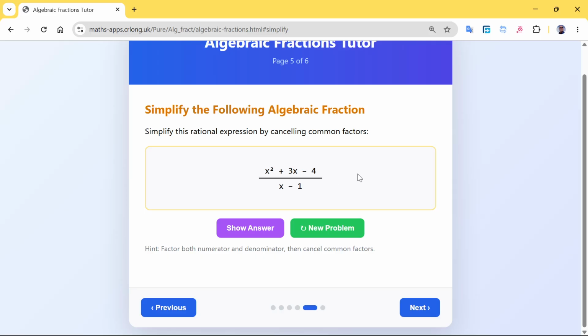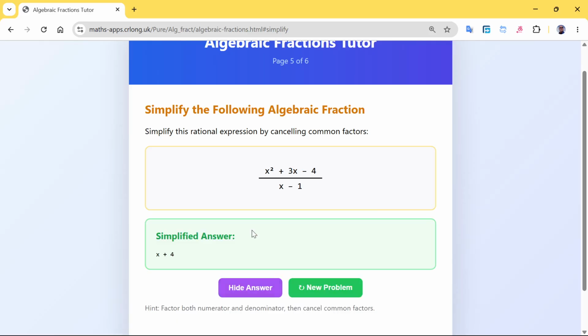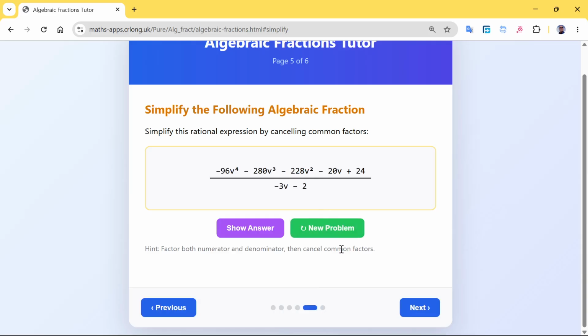The medium level on page 5 is where you want to simplify an algebraic expression, and in this case the order or highest power of the numerator is greater than the denominator. So you have to think, how are you going to do this? Well, one possible way is to factor both the numerator and denominator and cancel any common factors. In this case, the numerator does factorize into x minus 1 and x plus 4, so you can cancel the common factor of x minus 1. Again, you can practice with another problem.